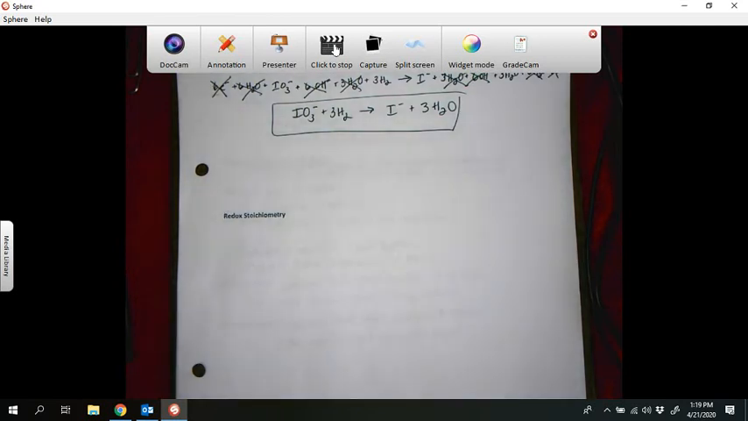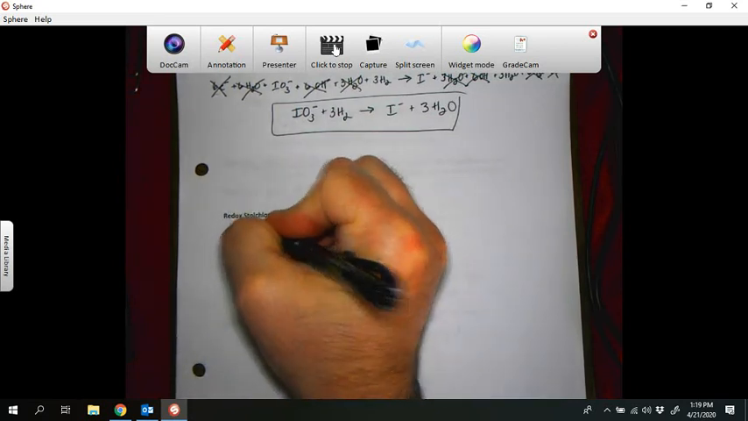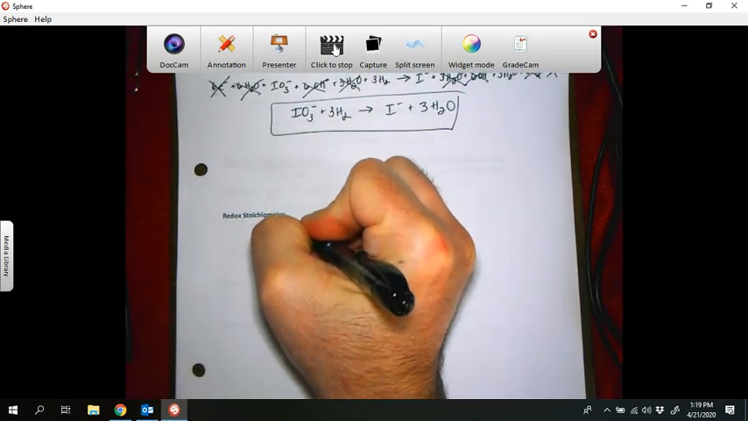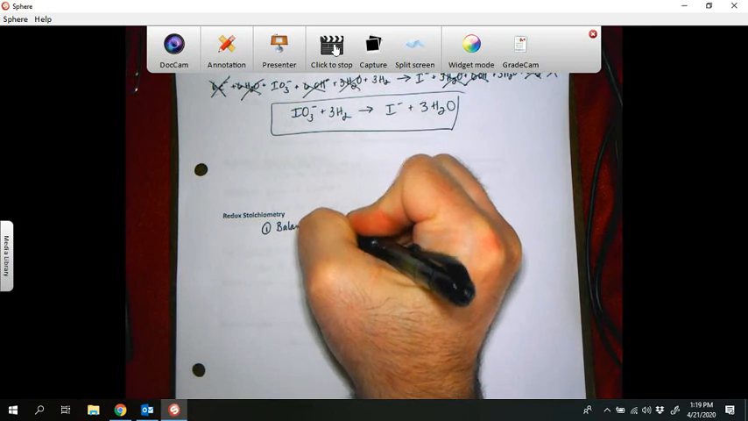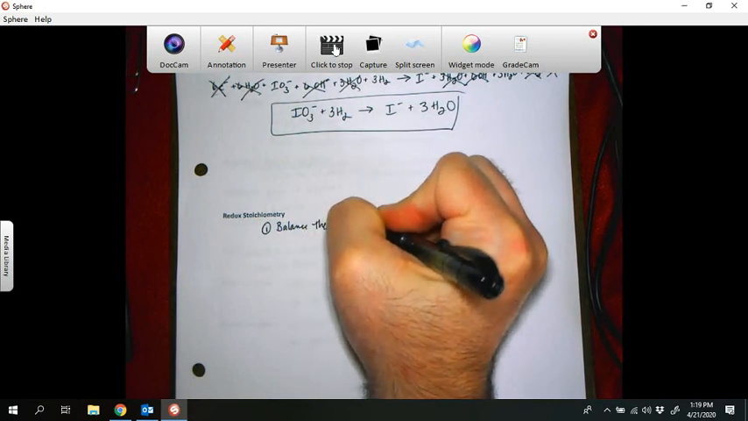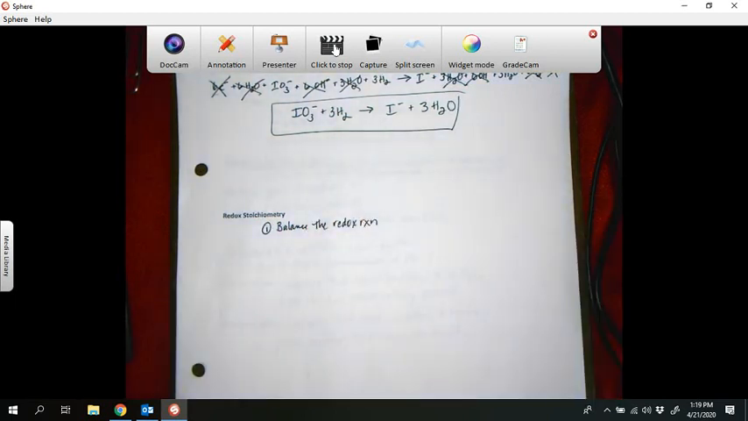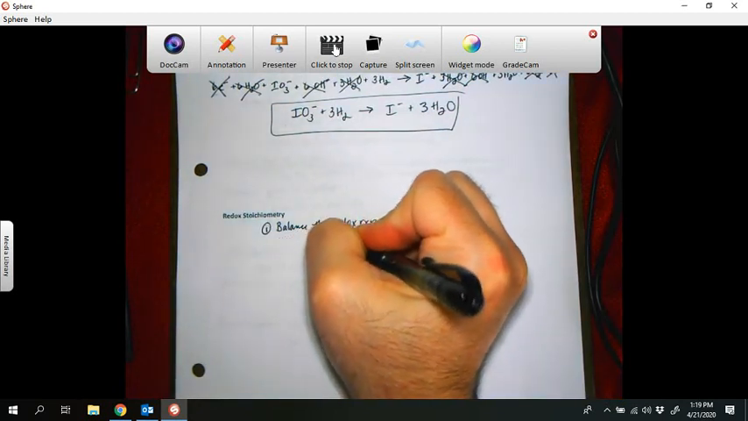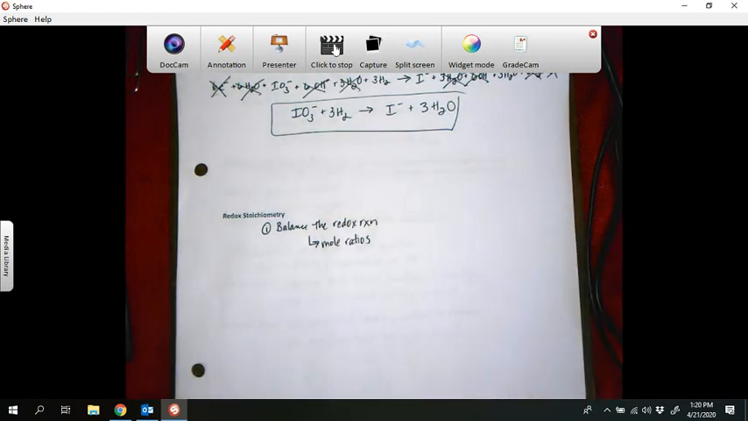Today we're going to learn about redox stoichiometry. It's really nothing new. We're just going to put together our knowledge of stoichiometry with our new knowledge of redox reactions. So, the first thing we're going to do is balance the redox reaction. This is going to give us our mole ratios. That is going to be our first step.